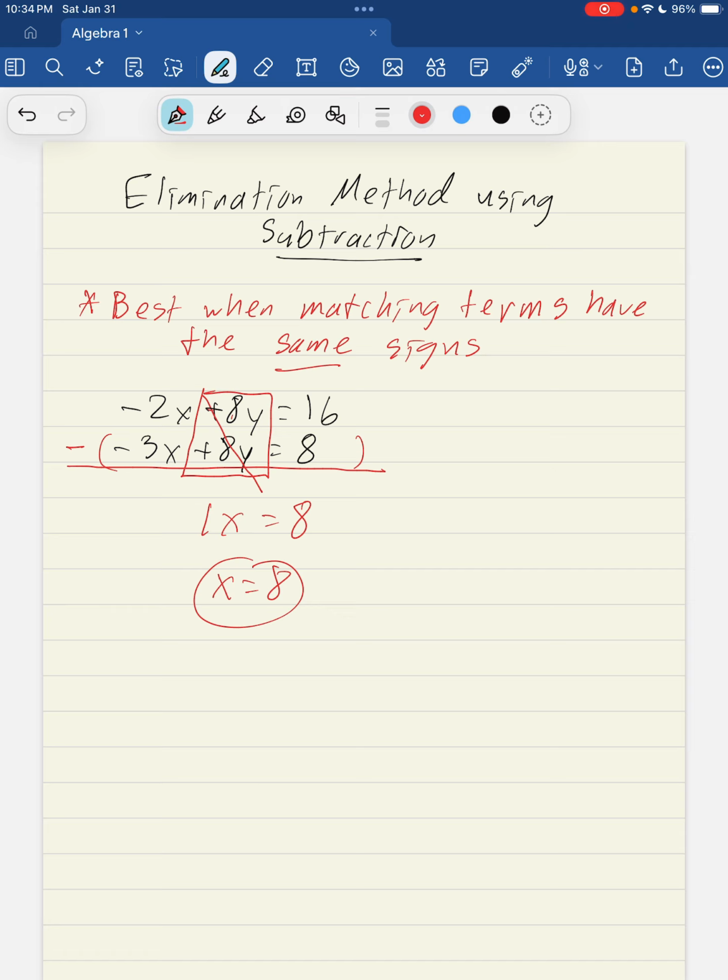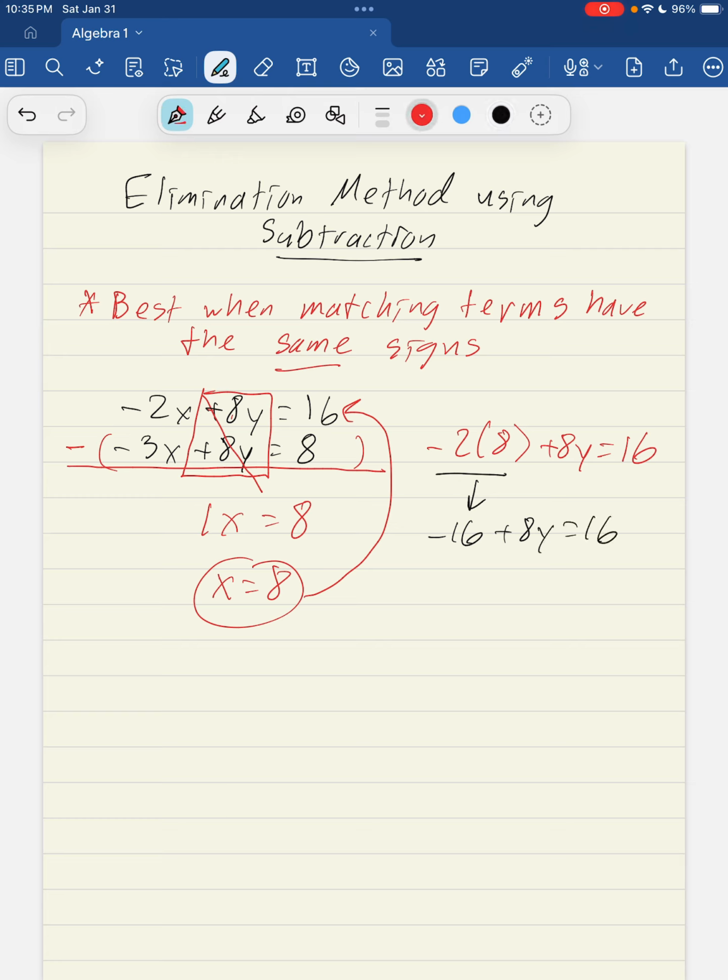Similar to yesterday, we're going to want to use the easier equation. Well, they're both similar. I'll pick the top guy just because negative 2 is going to be a little easier for me to work with than negative 3. So I'm going to take that 8 and substitute it in for x in the top equation. I have negative 2 times 8 plus 8y equals 16. And we're going to solve that guy. Negative 2 times 8 is negative 16 plus 8y equals 16.